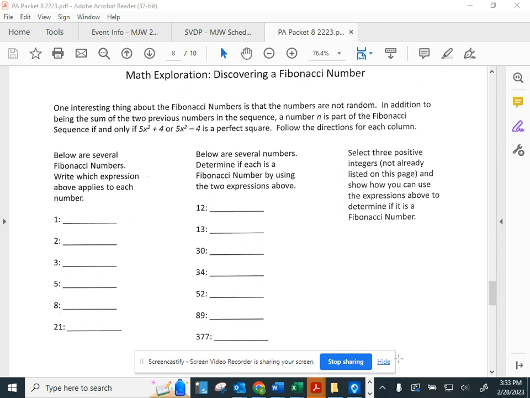So one interesting thing about these Fibonacci numbers is that the numbers are not random. In addition to being the sum of the 2 previous numbers in the sequence, like we saw in our last packet, a number n is part of the Fibonacci sequence if and only if, when we take that number and we square it, multiply it by 5, and either add 4 or subtract 4, our answer is a perfect square. Oh, there's those perfect squares again. So we're going to follow the directions for each column to fill in what we know.